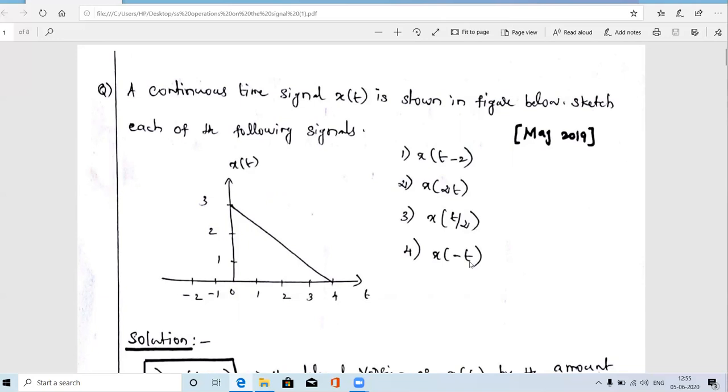Then x of minus t is a time reversed version. For the time reversed version, you consider one mirror on the y-axis. This value comes here, and this value comes here. So we have to swap the answers. It is said to be x of minus t. It's a very easy problem. Similar to this one, we can solve any problem. So study this one.